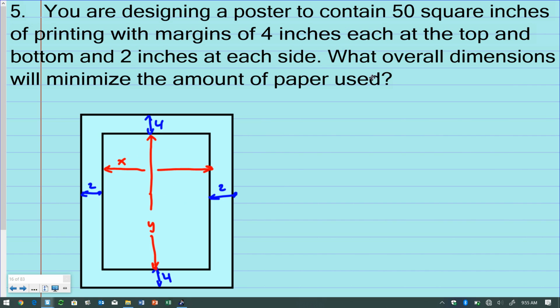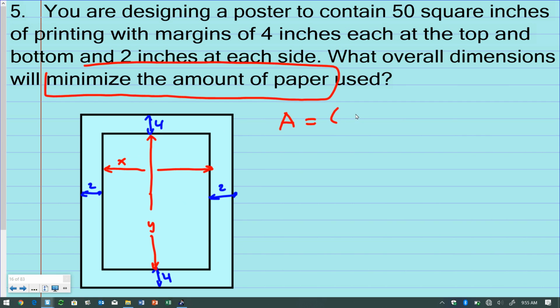All right. So the question is, I'm trying to minimize the amount of paper used. So I'm going to try to minimize this whole area. And let's see if we can write the area for this equation. It should be x plus 4 times y plus 8. See if that makes any sense to you. Right? It's the length vertically times the length horizontally. But now I've got x plus the 2 margins and y plus the 2 margins.